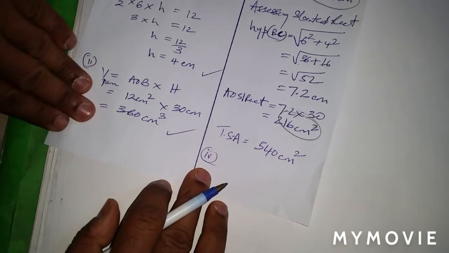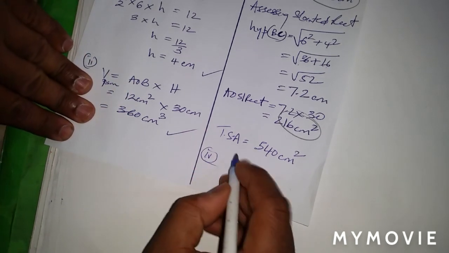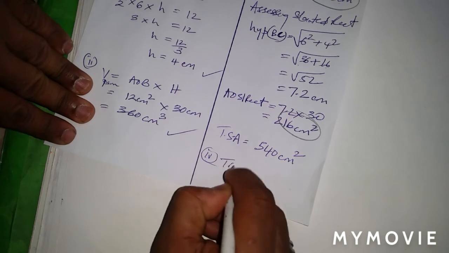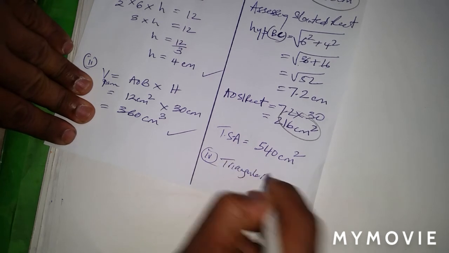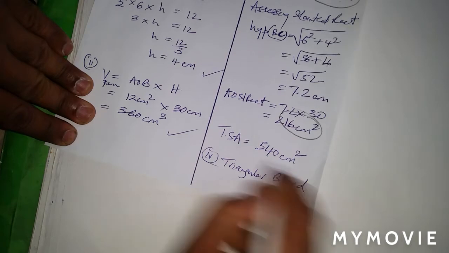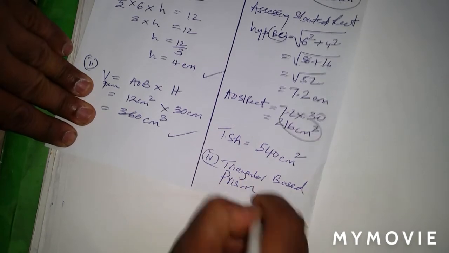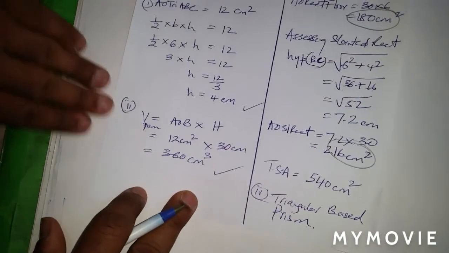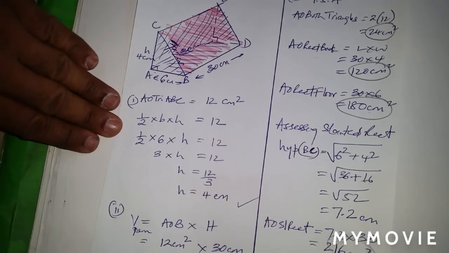Okay, and for the last part of the question, name the solid. The solid is a triangular based prism. Triangular based prism. And that would have been the total solution to the question.